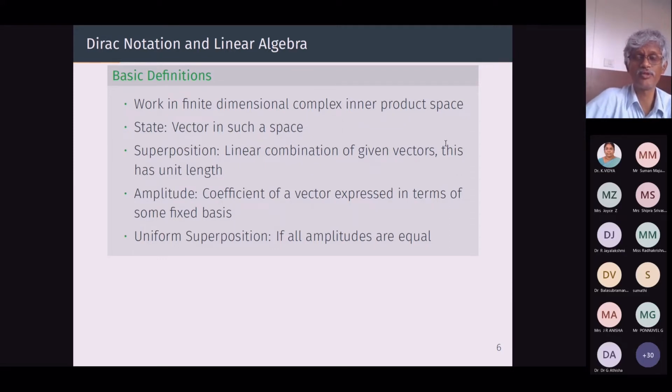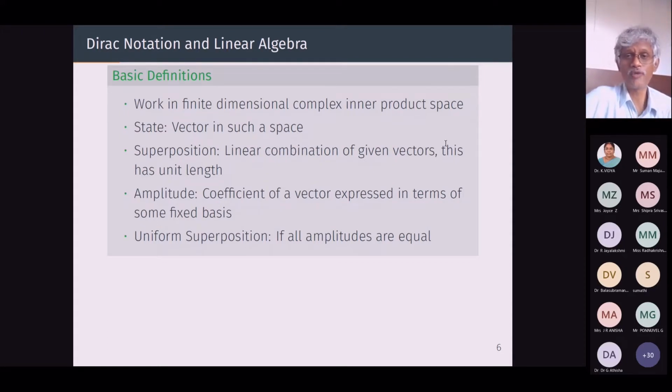Say, for example, if you are given E0 and E1, the usual thing is this uniform superposition, which you can think of as E0 plus E1 by square root of 2. So if you take the square norm of this, meaning the L2 norm of this, you will get that it is of length 1, right? So 1 by 2 times (1 plus 1), that gives 1 by 2 times 2, square root of it is 1, right? So like that, superposition is a linear combination.